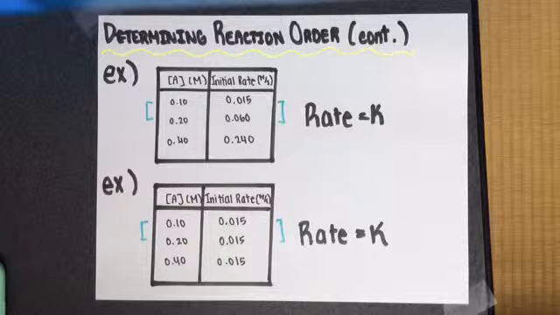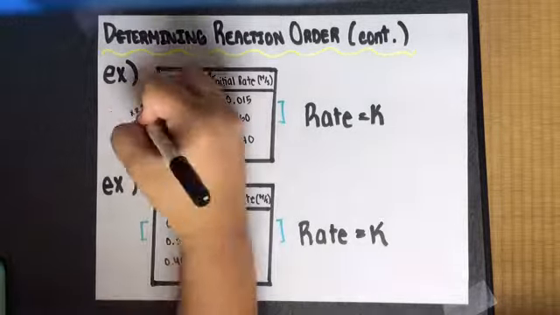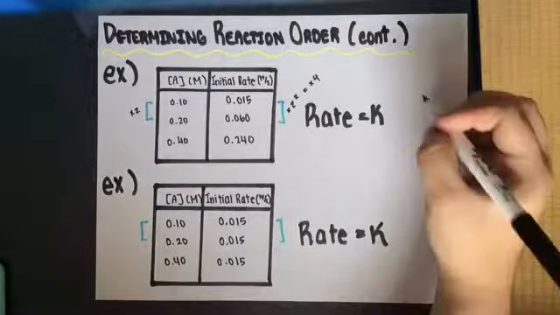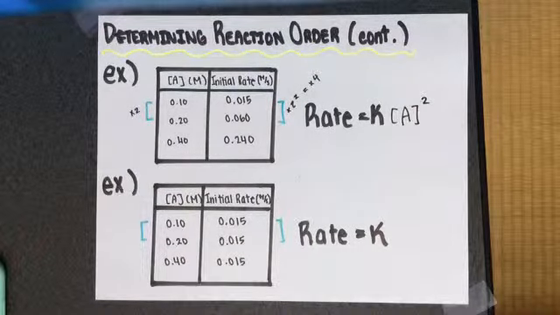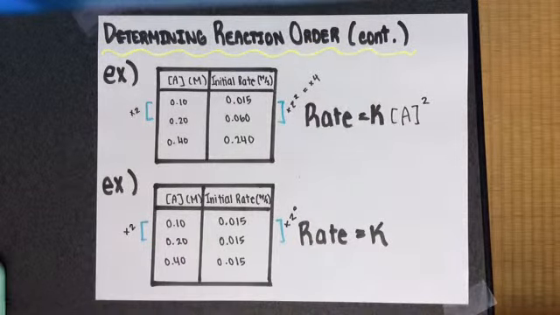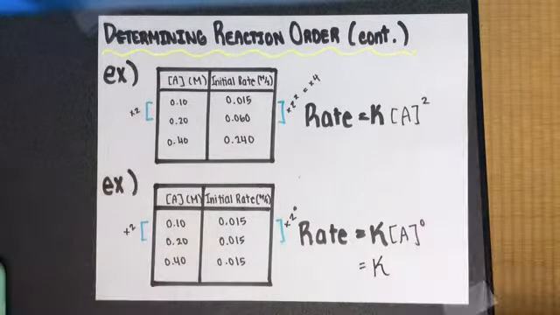In this example, as the concentration is multiplied by 2, the rate is multiplied by 4, or 2 to the second power. Therefore, it is a second-order reaction. In the next example, as the reactant concentration is multiplied by 2, the rate remains the same, or is multiplied by 2 to the 0th power. Therefore, it is a zero-order reaction.